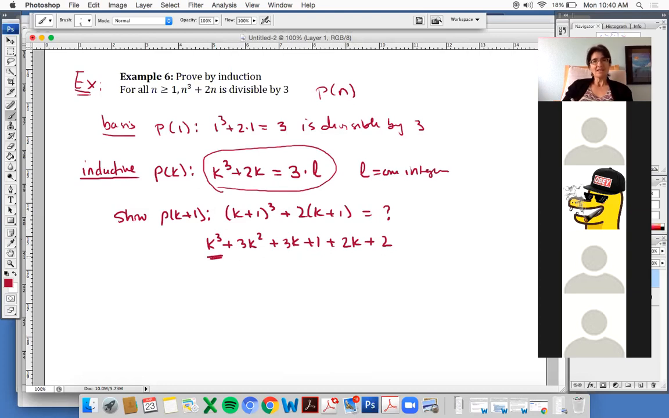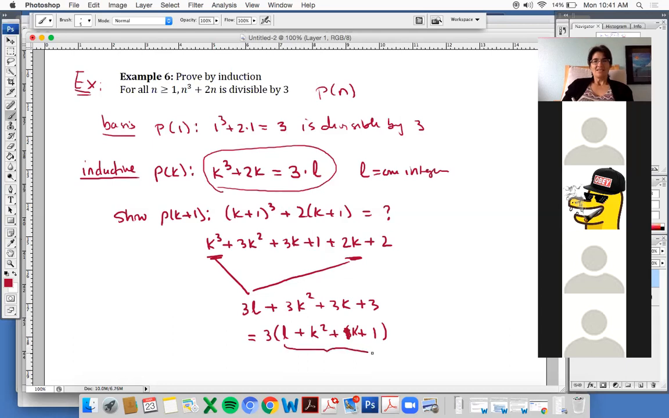So I notice that I have k cubed and 2k, which appears there, so this is going to be substituted by 3L. Then what's left over is 3k squared and 3k, and then the 1 plus the 2 is a 3. This looks good because everything has a 3 in front of it. So I'm going to factor out a 3: 3 times L plus k squared plus k plus 1.